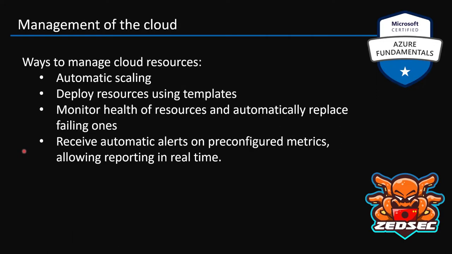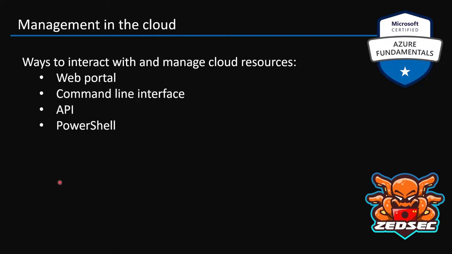So the management of the cloud. There's a few ways that you can manage cloud resources: with automatic scaling, deploying resources using templates, allowing you to deploy them in a consistent manner, monitor the health of resources and automatically replace failing ones, and receive automatic alerts on pre-configured metrics, allowing reporting in real time.